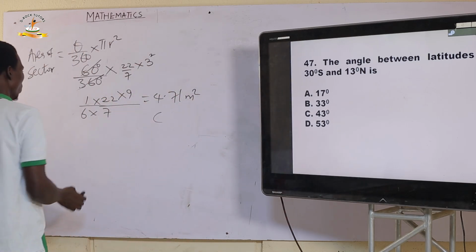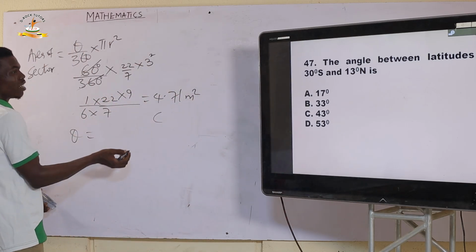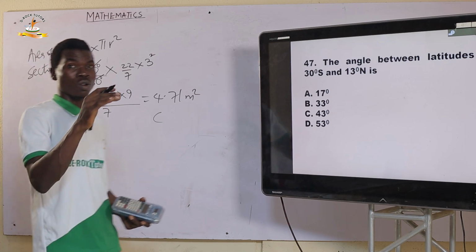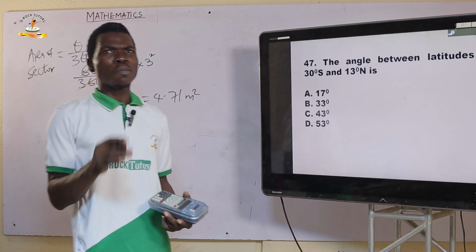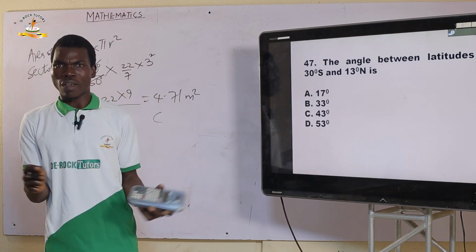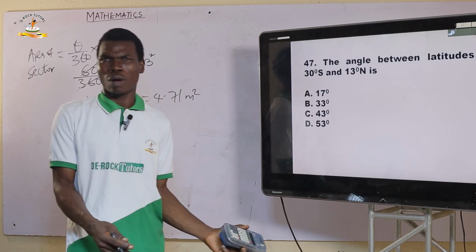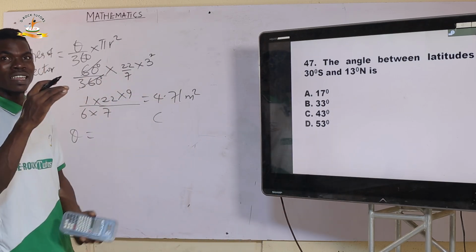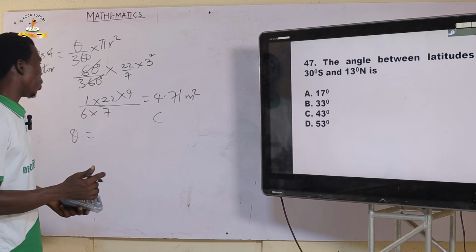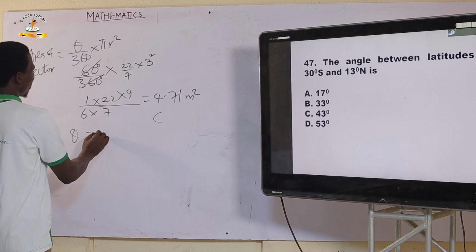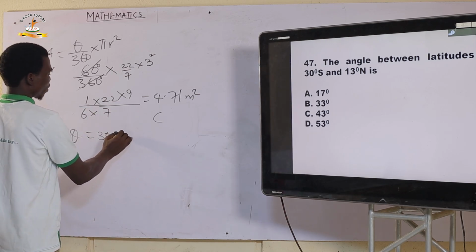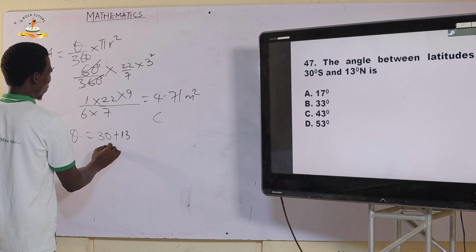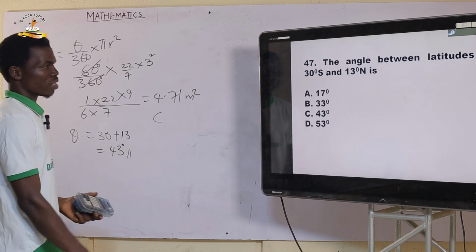13 degrees north. So our theta is going to be addition, because one is in the north, the other one is in the south. If both were to be in the south or in the north, we would have subtracted the smaller one from the bigger one. But in this case, we have to just add up because they are on different sides of the equator. So we're going to say 30 plus 13, and this is going to be what? 43 degrees.